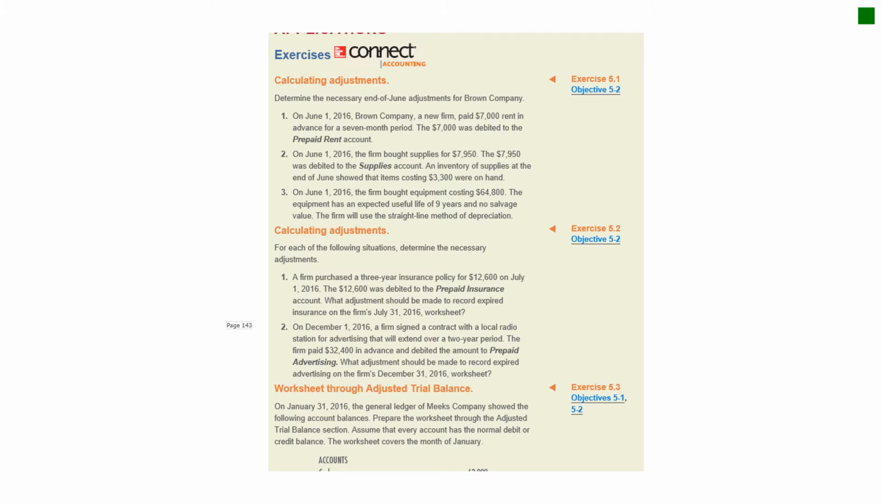Okay, so this is an illustration. This is exercise 5.1 at the end of the chapter. And I'm going to show you how to do some adjusting entries. Starting with exercise 5.1, number 1, remember the key to adjusting entries is always look at the time period. Notice this problem says determine the necessary end of June adjustment. So they want the adjustments as of June 30th.